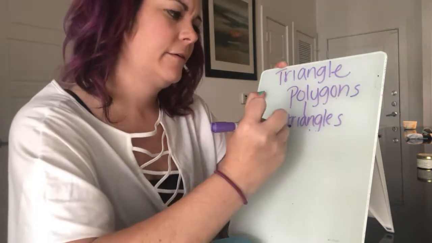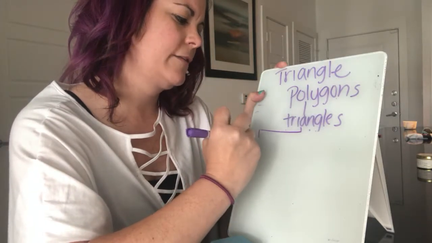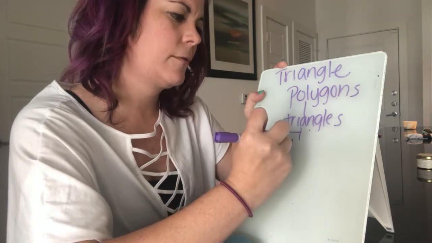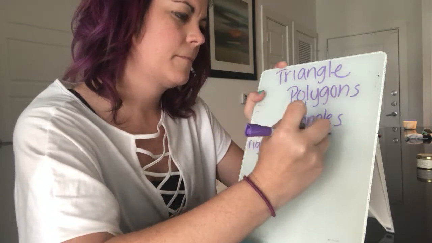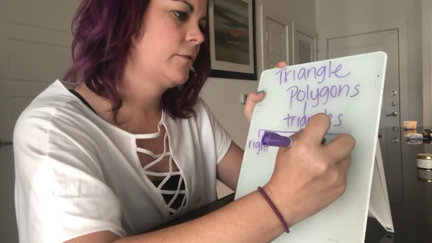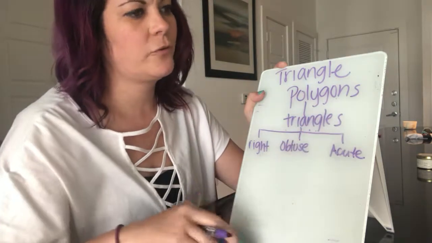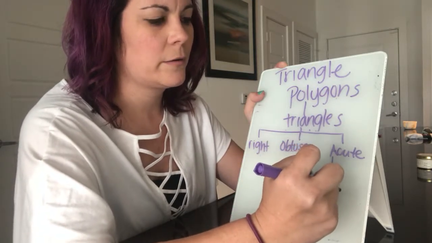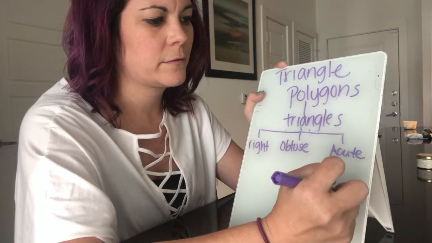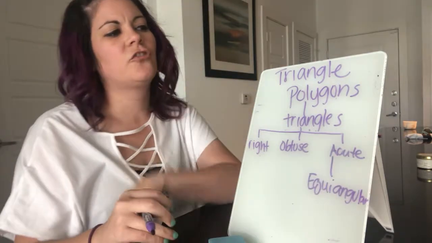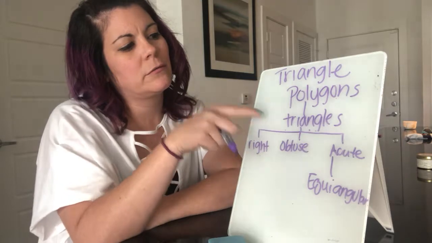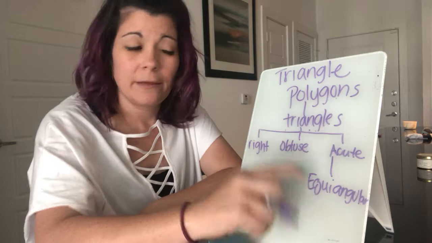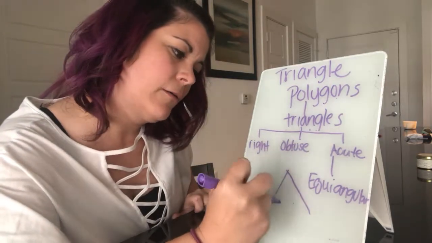The flow chart for the angles is that a triangle can be right, obtuse, and acute, and then this can also be equiangular. So polygons, triangles can be right, obtuse, acute, and equiangular.